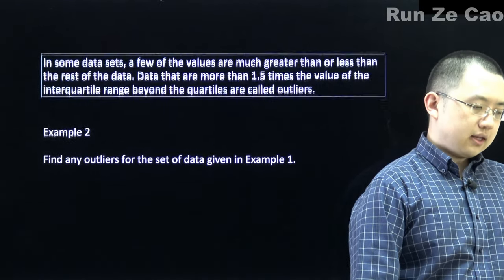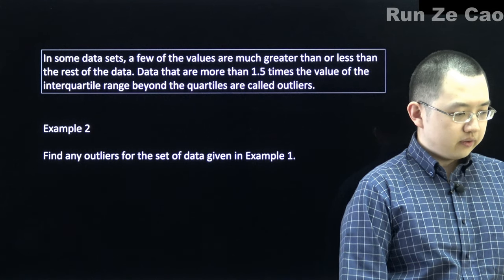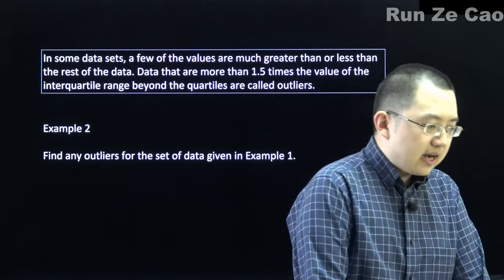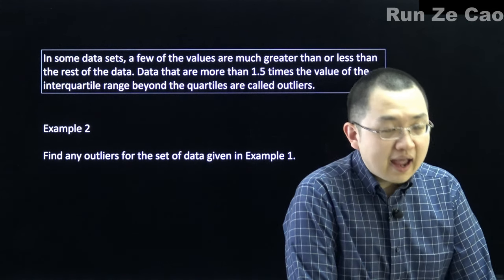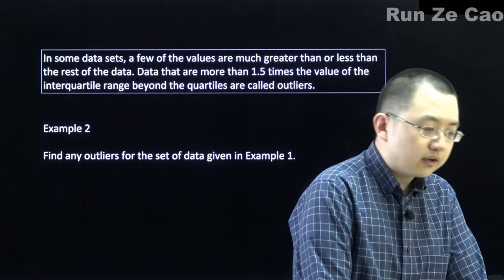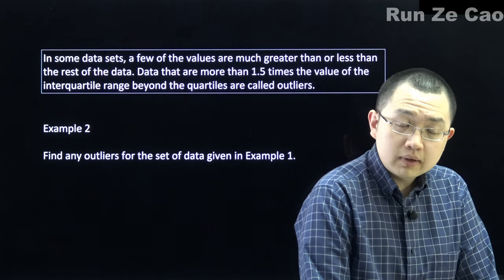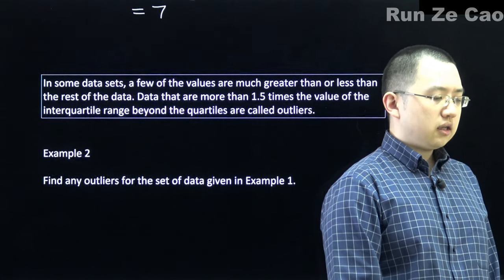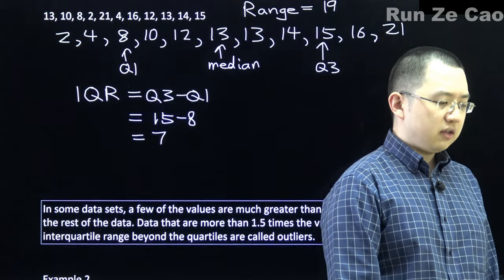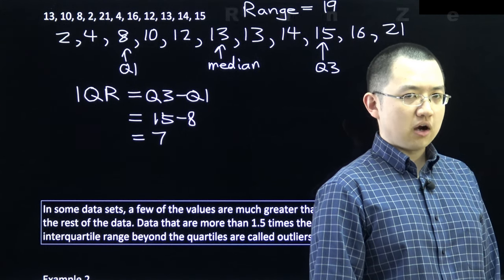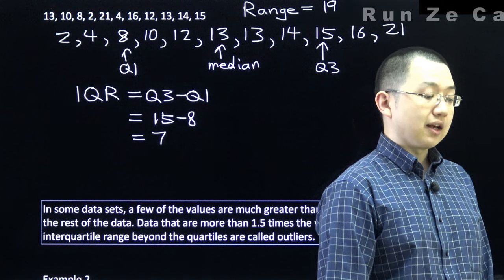Now, in some data sets, a few of the values are much greater than or less than the rest of the data, and any data that's more than 1.5 times the value of the interquartile range beyond the quartiles are called outliers. This convention may vary slightly because I've seen some places that go with 3 times the value of the IQR outside the quartiles makes it an outlier.